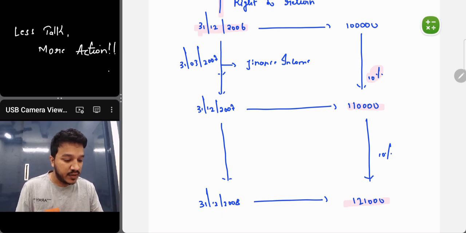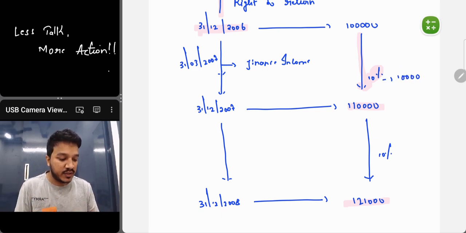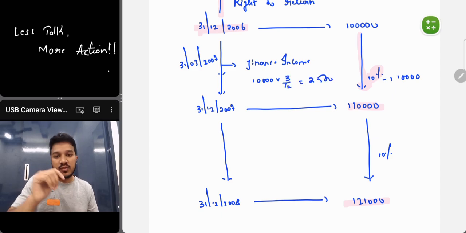For this entire period it is 10,000. But till 31st March, it is only 3 months, right? For 3 months, how much is the question? So you will do 10,000 into 3 divided by 12, and you will get 2,500. I hope this is easy.